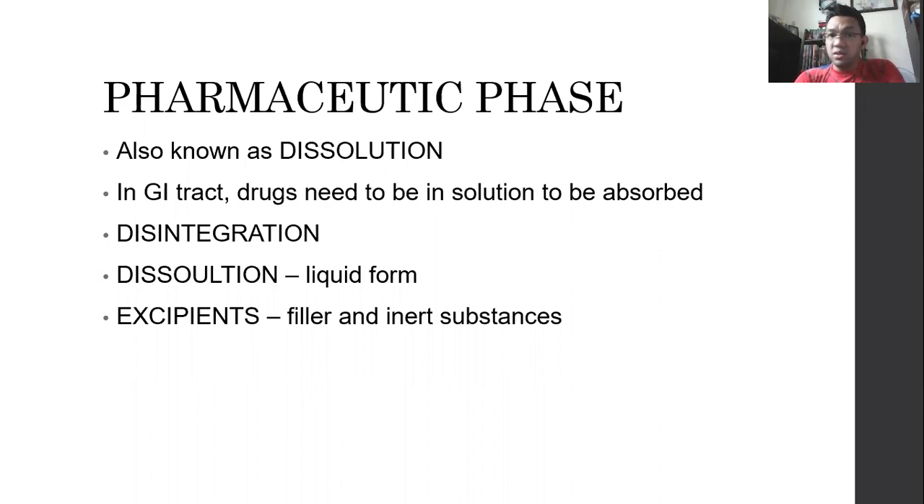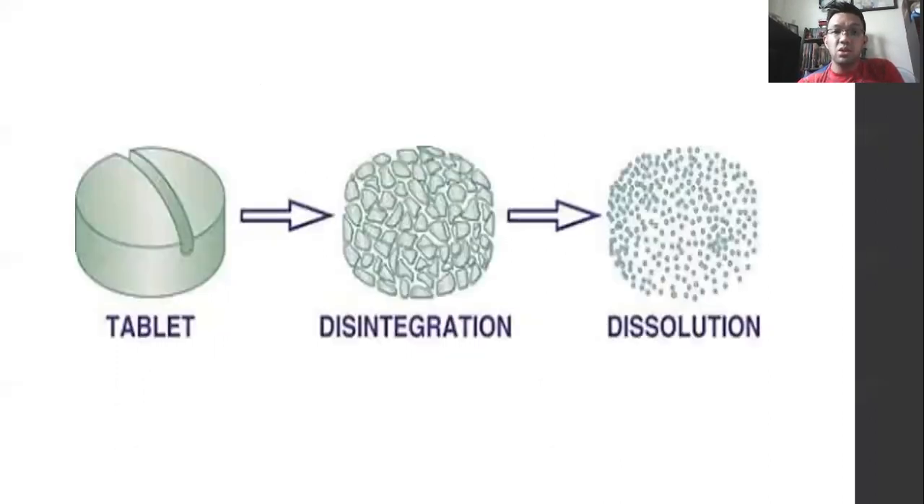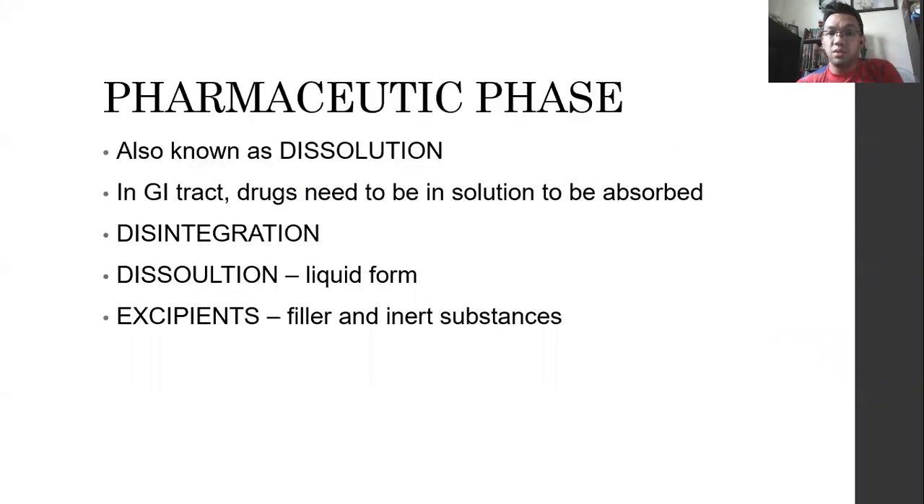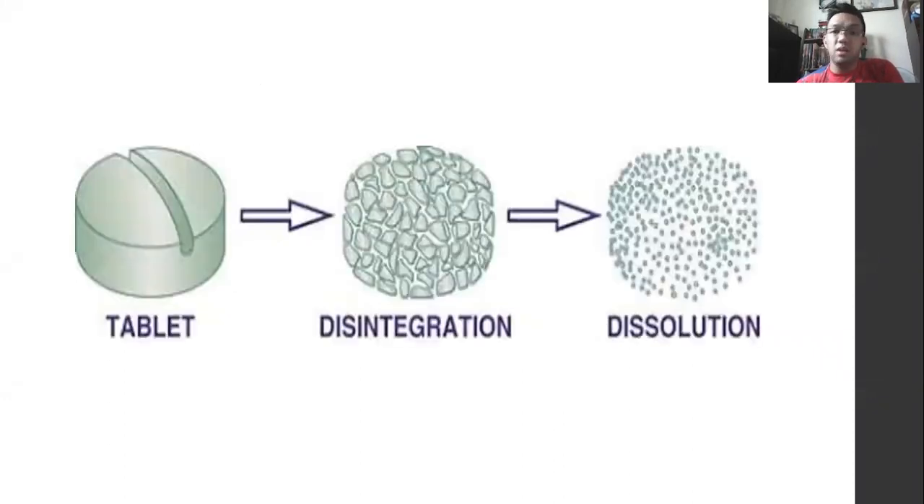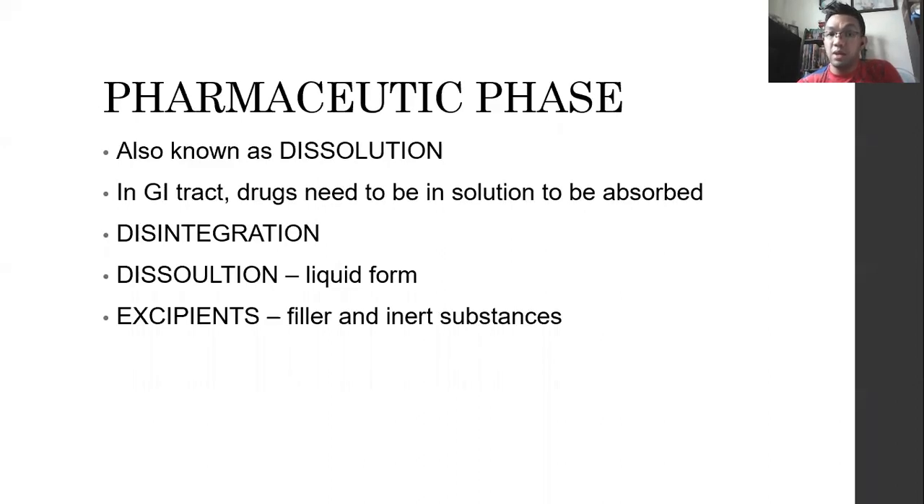In the GI tract, most especially if the drug is taken in orally, drugs need to be in solution in order for it to be absorbed. So once the oral drug enters the GI tract, it disintegrates. It undergoes disintegration. After it disintegrates, just check this illustration, it goes into dissolution wherein it proceeds to be in its liquid form.